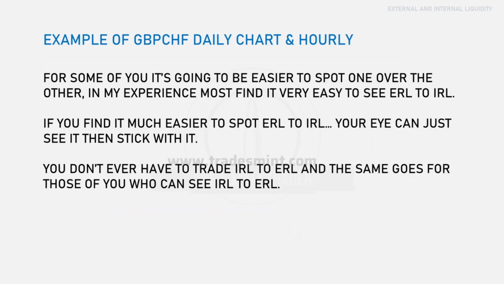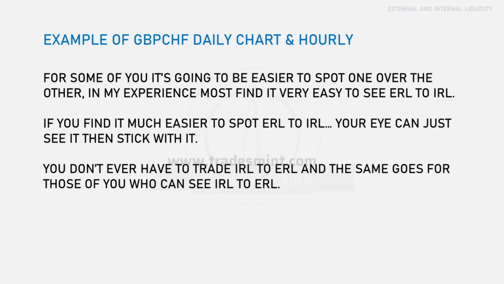So for some of you it's going to be easier to spot than for somebody else, but in my experience I found it easiest to see external range to internal range first. So we wait for an old high or an old low to get raided, right, and then we want to trade into an imbalance as a clear draw on liquidity. If you find it easier to spot external range to internal range, you can just stick with it like that.